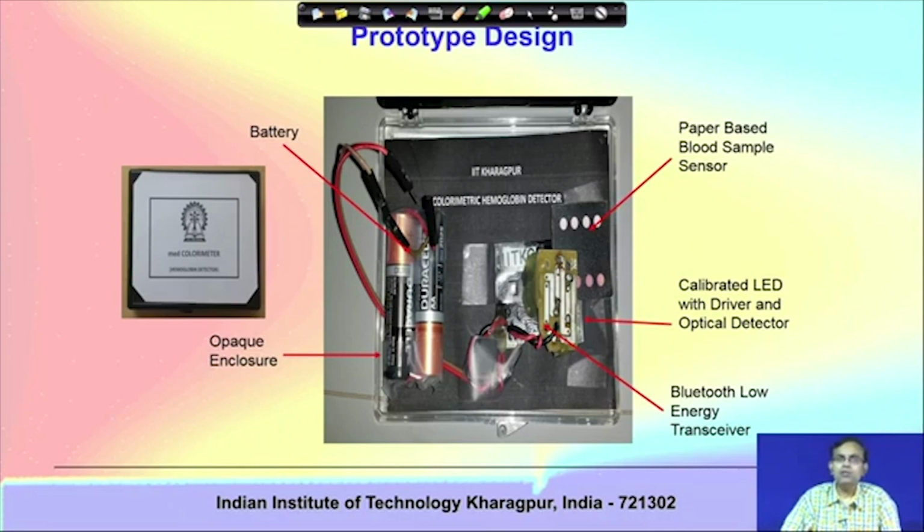So, this is a prototype that we have designed at IIT Kharagpur and we call it MET colorimeter. Just to make you impressed about the kind of hardware that is needed for making this happen, this is the inside of the prototype. From the outside it will look like a sleek box, but inside the box you will have the paper based blood sample sensor, calibrated LED with driver and optical detector and Bluetooth low energy transceiver, and on the top of that we have opaque enclosure.